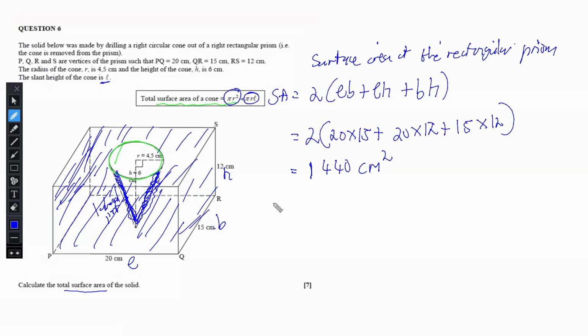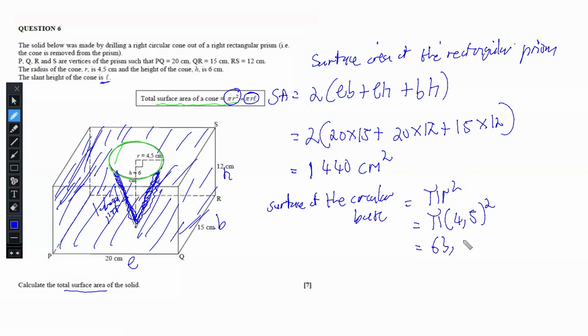Now, if we are to calculate the surface area of the circular base, the surface area of the circular base is simply pi r square, which will give us pi, and then our radius is 4.5. So this is 4.5 square. If you punch that into your calculator, that's 63.62 centimeters square rounded off to 2 decimal places.